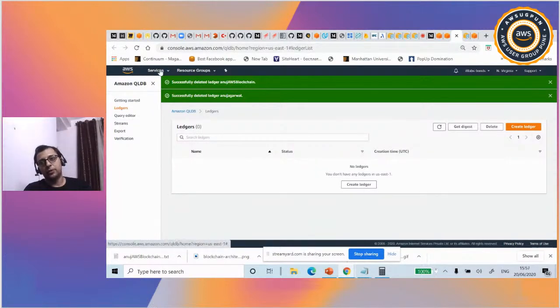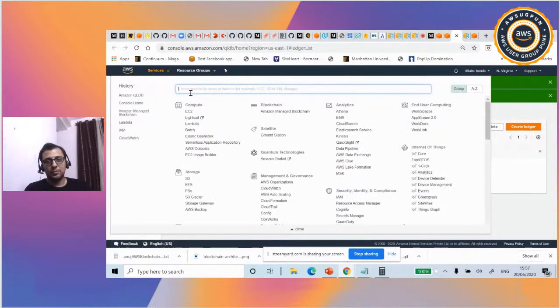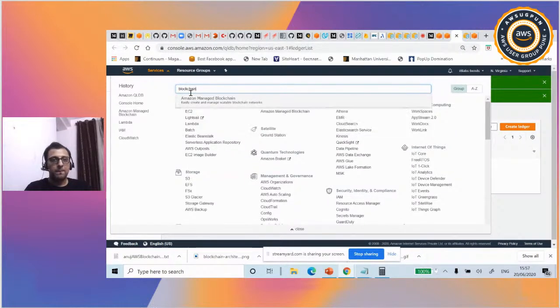Currently, these services, as you guys know, generally start with Ohio and Virginia, and these services are still not available in the Mumbai region. Go to Amazon Managed Blockchain.